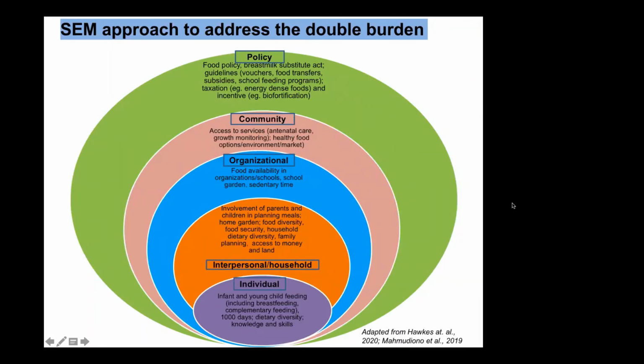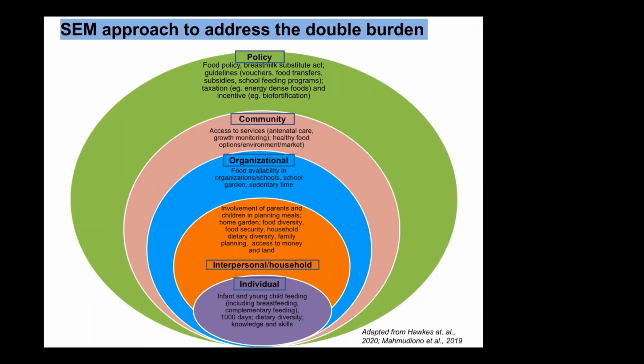So I'm sure you know a lot about the socio-ecological model. Normally there are 4 different levels, but because malnutrition, and especially the double burden, is very complex, you have to address 5 different levels: the individual, the interpersonal or household, organizational, community, and the policy level. One single solution is not sufficient, because you need this integrated approach, like we also focused on in the previous slide about different sectors and roles, and the integration of the activities.